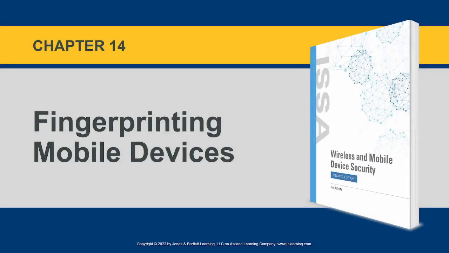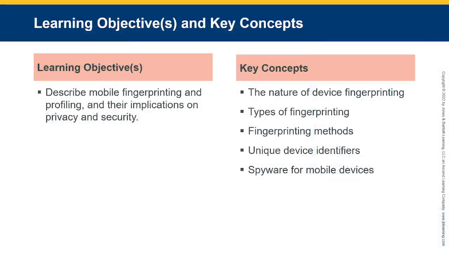Welcome to Wireless and IoT class. In this chapter, we talk about fingerprinting mobile devices. We talk about device fingerprinting, the types of fingerprinting, fingerprint methods, using unique device identifiers, and spyware for mobile devices.